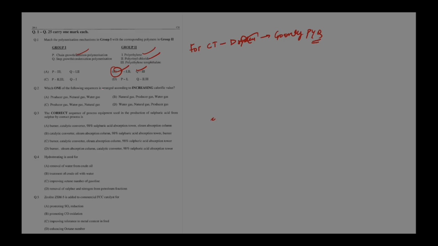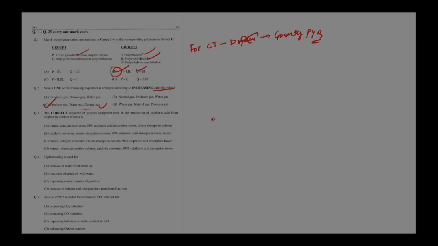Which one of the following sequences is arranged according to increasing calorific value? We have producer gas, water gas, and natural gas. Let me check once. Yes: producer gas, water gas, and natural gas. So C is the right answer.